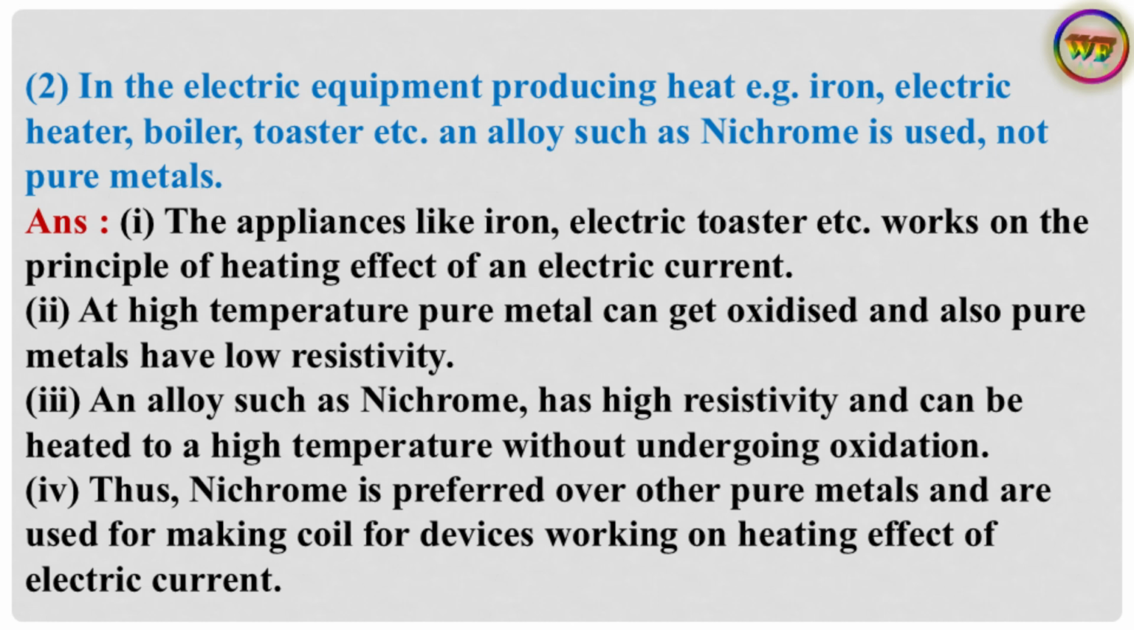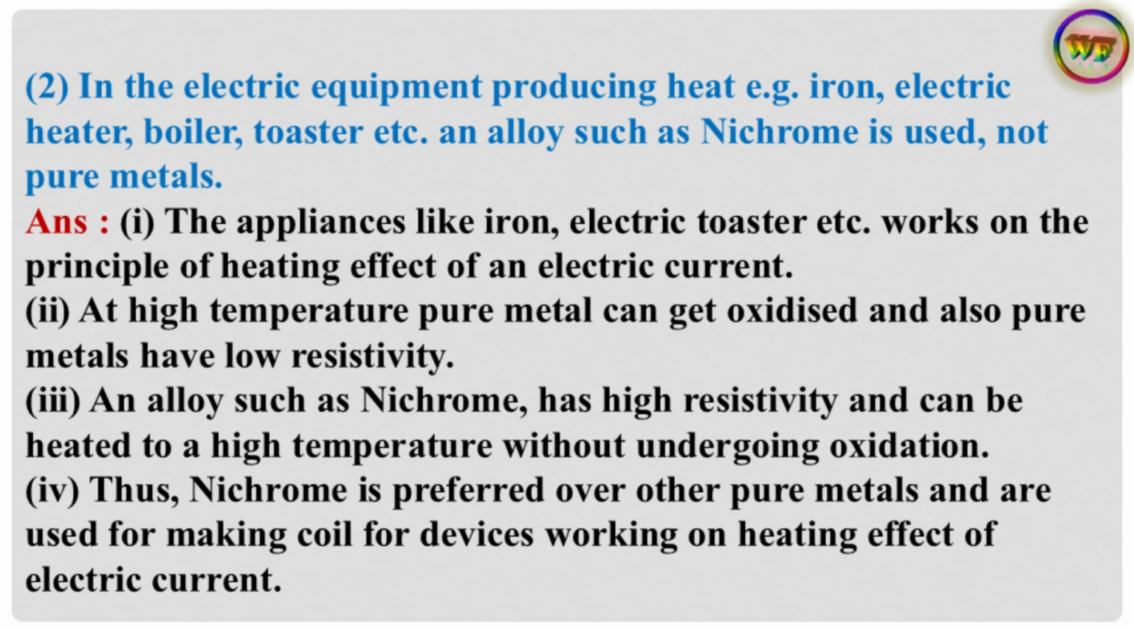Sub-question 2. In the electric equipment producing heat, for example, iron, electric heater, boiler, toaster, etc., an alloy such as nichrome is used, not pure metals. Answer. Point 1. The appliances like iron, electric toaster, etc., work on the principle of heating effect of an electric current. Point 2. At high temperature, pure metal can get oxidized, and also pure metals have low resistivity.